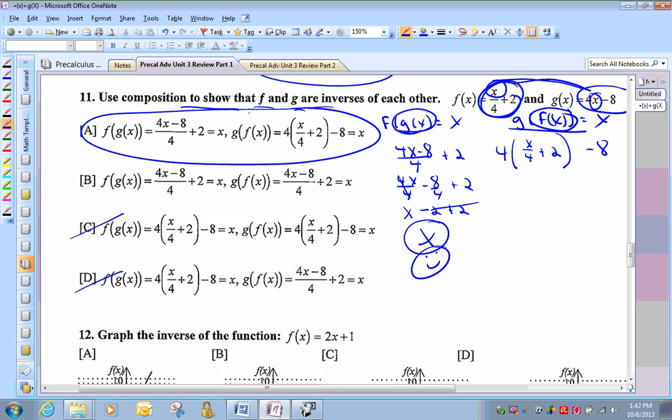But let's go ahead and just do it algebraically. So we're going to have 4 times x over 4, so we'll have 4x over 4, and we'll have plus 4 times 2 is 8, minus 8. Well, the 4 over 4's cancel. The 8 minus 8's cancel. And we're left with just x. Woohoo! There is our answer. They are proven both ways. They both equal x. So we have proven that they are inverses of each other.